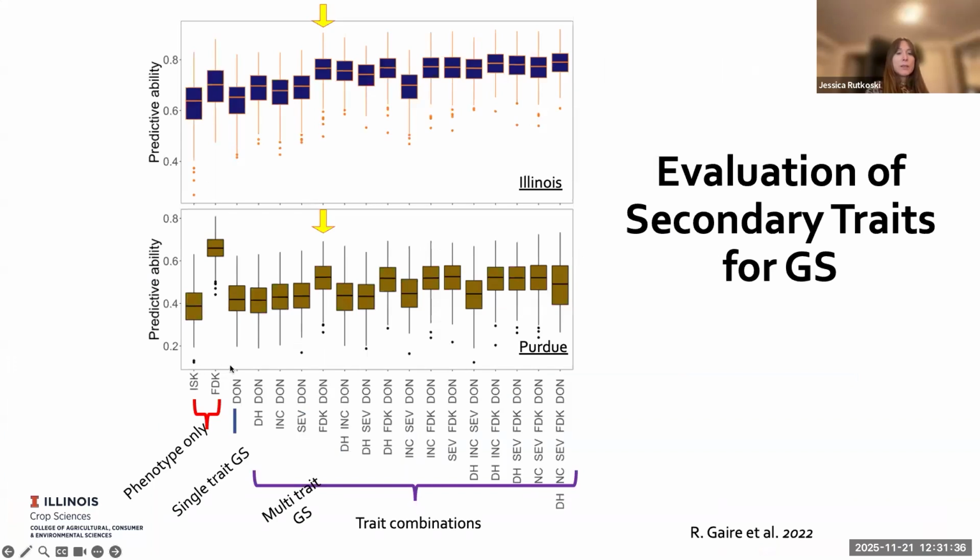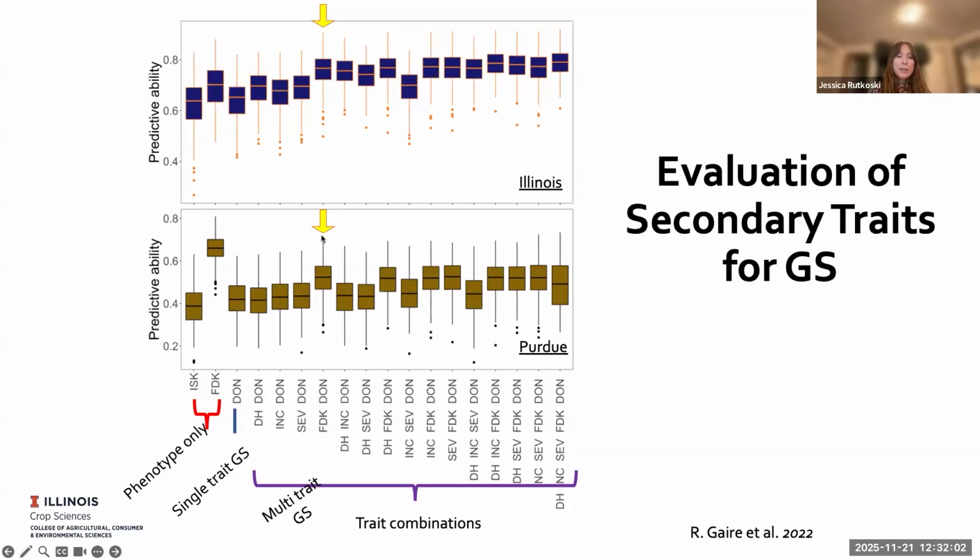So here are some accuracies of selection. Here we've tried just using our secondary traits, other disease traits. This one that I'm pointing to here is just our accuracy for predicting DON. And then here are all the multi-trait models. So we get a better accuracy with multi-trait models, as expected.